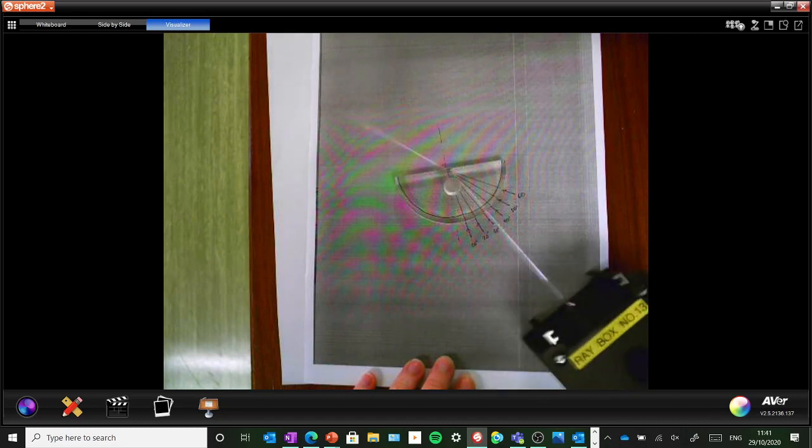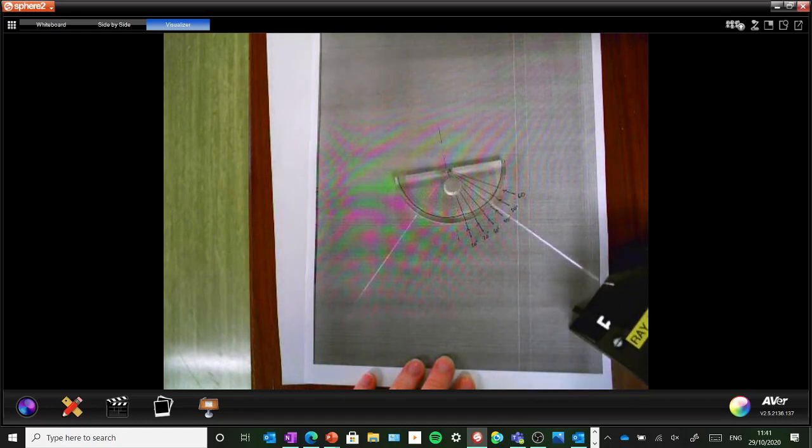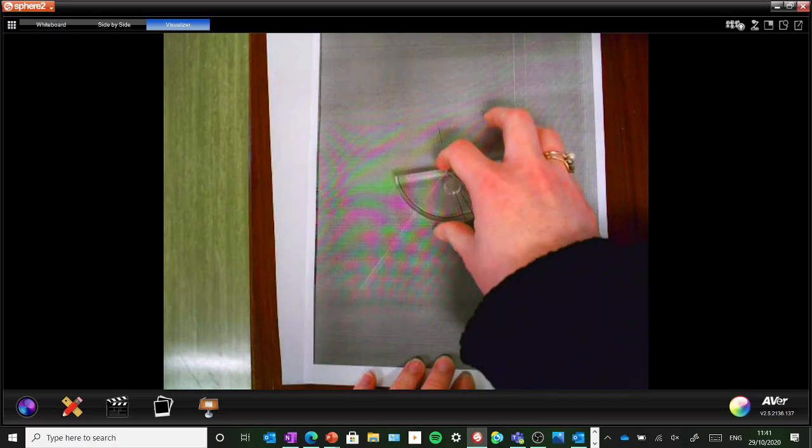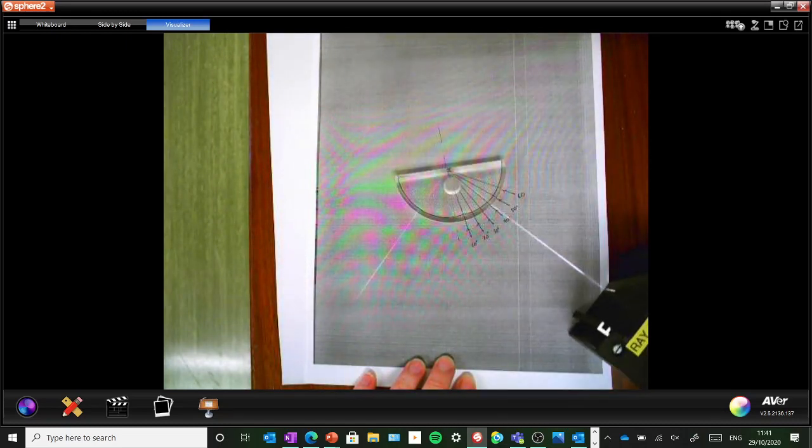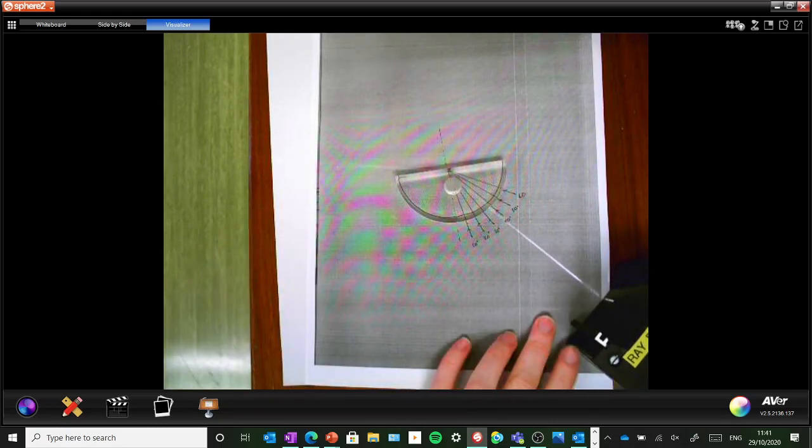And you're going to move it round until eventually your refracted ray will disappear. You see, there we've got a refracted ray, and eventually at some point you will see the refracted ray disappears. Okay, that's fine, keep on going.